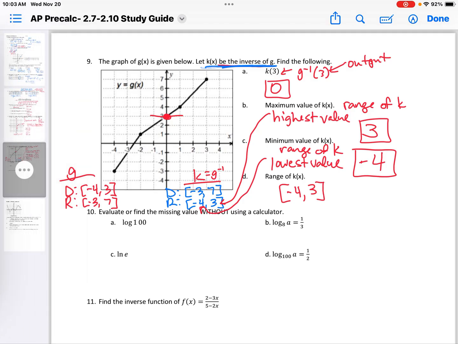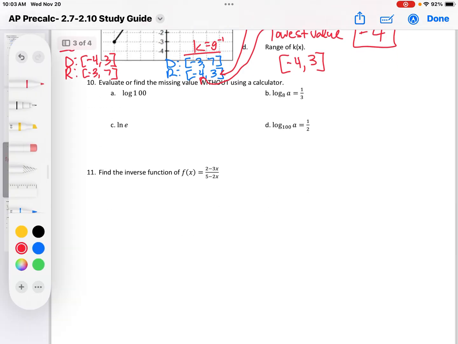All right. Now we get into some logarithms, so we're asked to evaluate some logarithms. So on the first one, I see log 100. There is not a base number written, so remember that is a base of 10. So ask yourself, 10 to what power equals 100? Well, that would be 2. Next one, 8 to the 1/3 is the same as the cube root of 8, which would be 2. So A is 2.